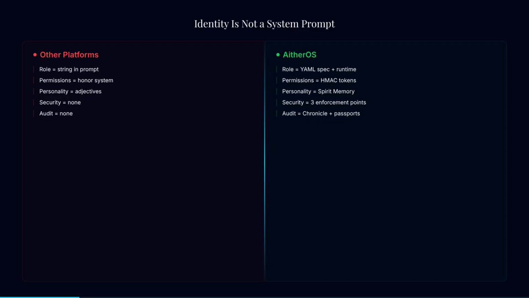On the right, AitherOS: a role is a YAML specification enforced by the runtime. Permissions are HMAC SHA-256 signed tokens checked at 3 independent enforcement points. Personality is maintained in spirit memory with quantified parameters. Security is default deny with 3 enforcement checkpoints. And every action is audited through Chronicle with credential chain passports. The difference is between a suggestion and an enforcement.